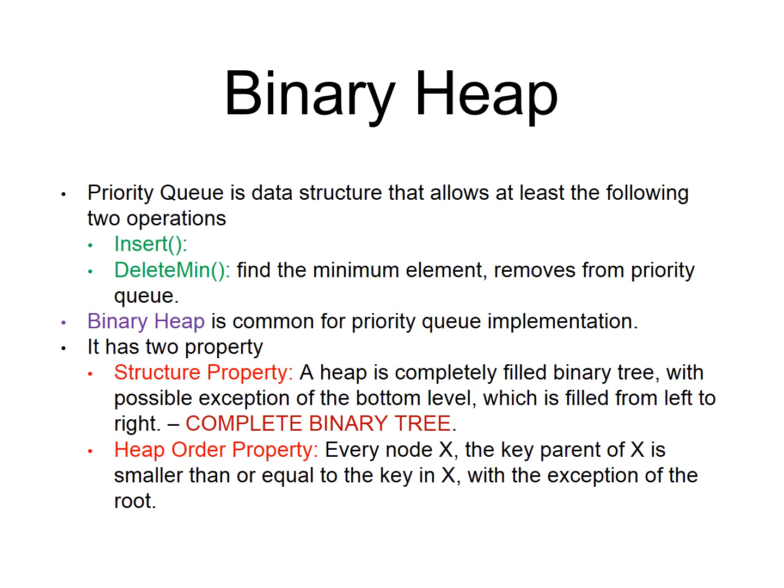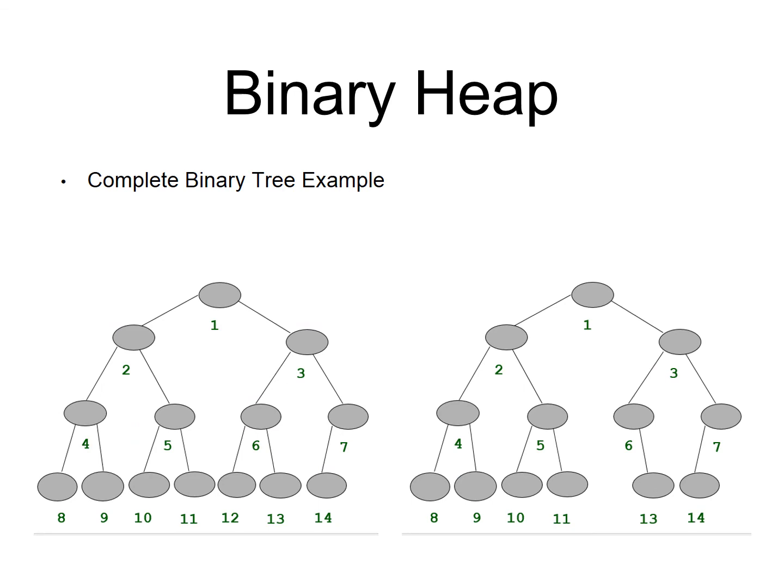Next is the heap order property. Every parent node is smaller than or equal to its child nodes, with the exception of the root alone. We will first see what a complete binary tree is, with an example of how a binary tree is constructed. There are 2 diagrams here. You can see both diagrams are binary trees since each node has only 2 nodes connected to it.